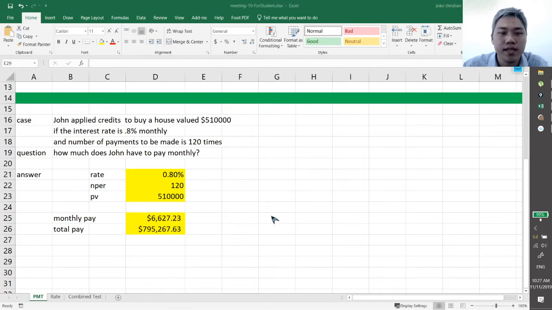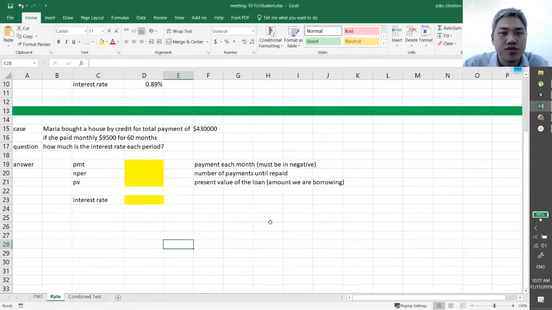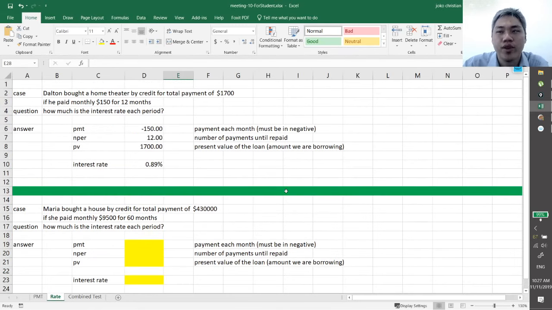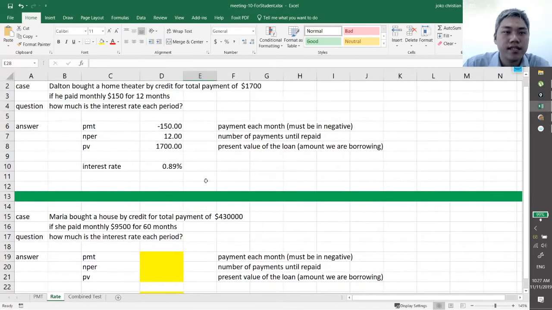Okay, while we're waiting, I will not be idling. I'll just take you to the next worksheet. The next worksheet is the rate function. So I have another case here.